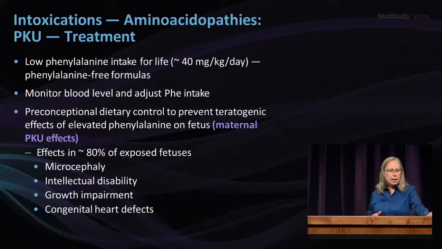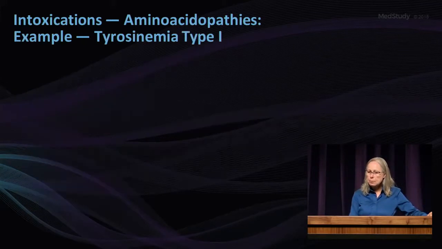So the placenta actually concentrates the Phe level about 1.5 times. So if mom's at 20, the baby's seeing 40 to 60. So there's also a high rate of loss if you have completely uncontrolled PKU while you're pregnant.